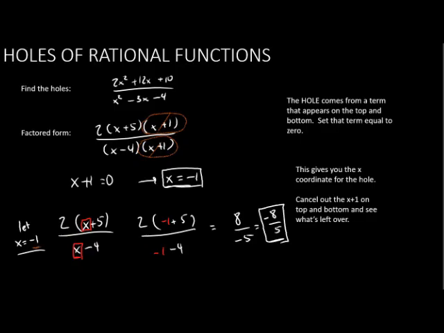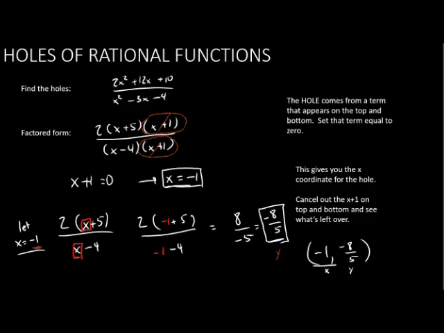Therefore, we now have an x of negative 1 and a y of negative 8/5. Therefore, we say the hole is negative 1 comma negative 8/5. Make sure that you include both the x and the y in your solution. It's not enough to just get x. We have to have a y that goes with it.